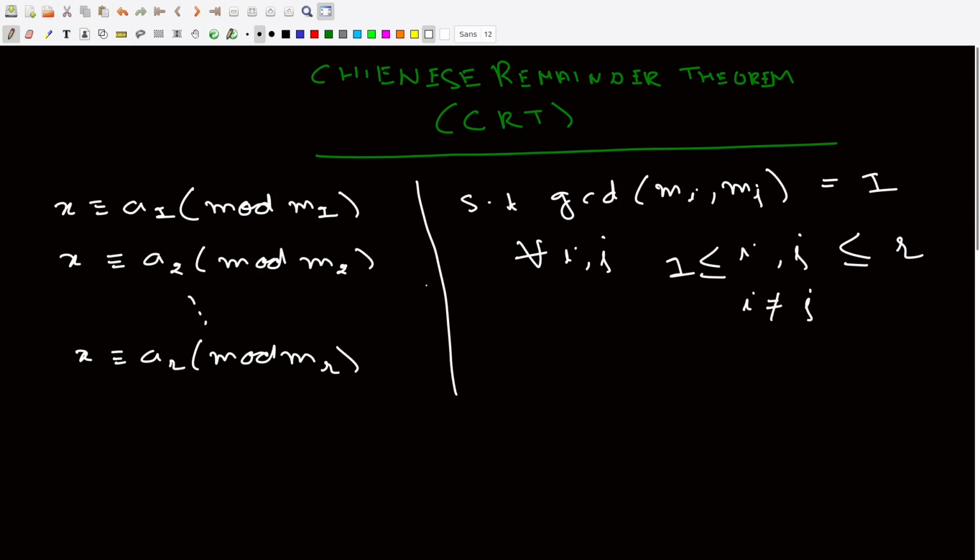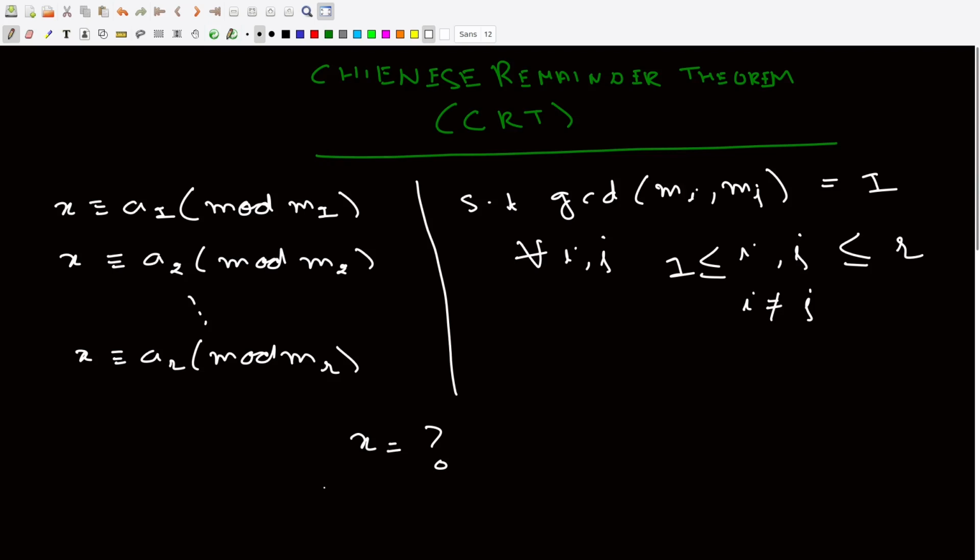So all these m1 and m2 are relatively prime. GCD equal to 1 simply means they are relatively prime. So m1 and m2 are relatively prime, m2 and m3, m1 and m4, and so on. All the pairs are relatively prime to each other. The Chinese remainder theorem gives us a way to solve these equations and find the value of x.